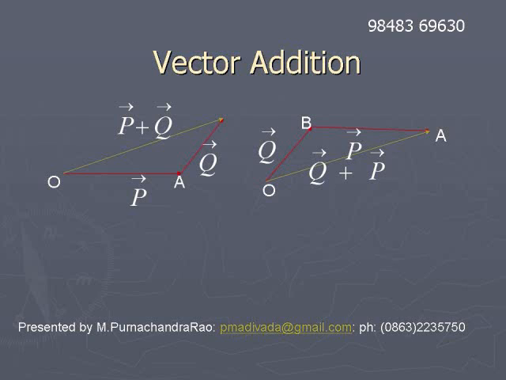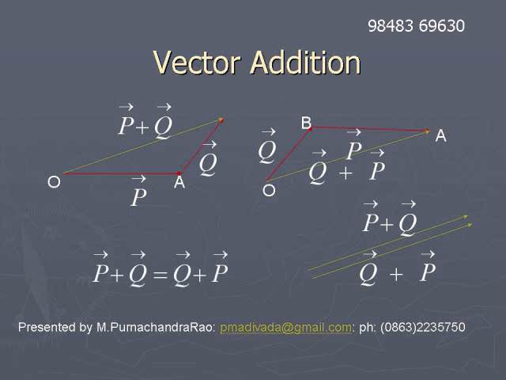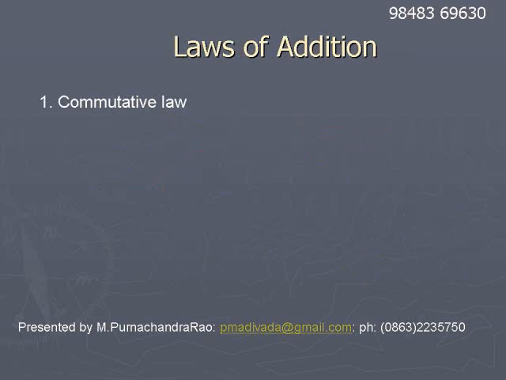From both the figures, p bar plus q bar and q bar plus p bar, what we understand is that p bar plus q bar is equal to q bar plus p bar. Laws of addition: by taking several vectors and constructing the addition of the vectors, we understand they obey the commutative law. That means p bar plus q bar is equal to q bar plus p bar.